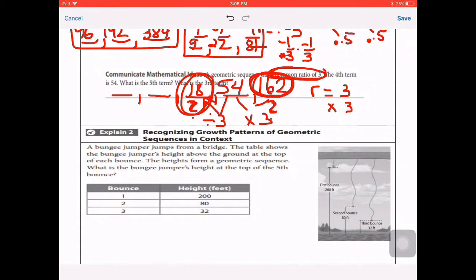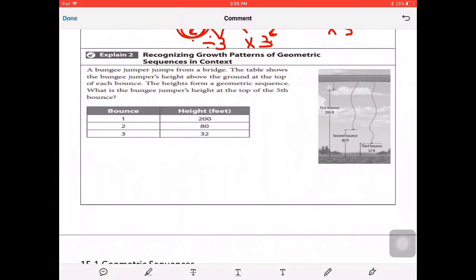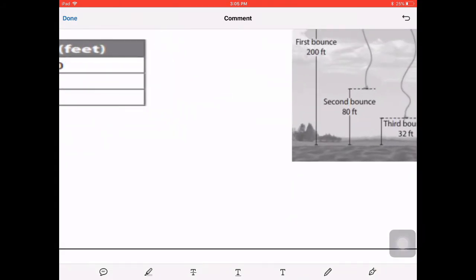So I do apologize about jumping and then coming back to that problem. So feel free to pause if you need to go back and get that all copied down. When you're ready, move on, and now we'll look at our bungee jumper who's jumping from the bridge.